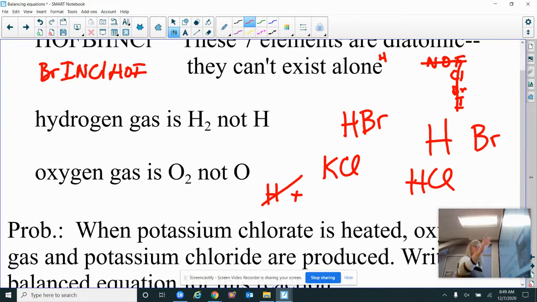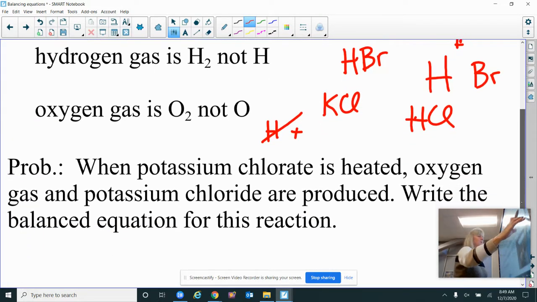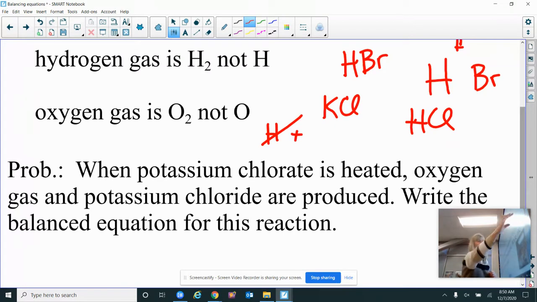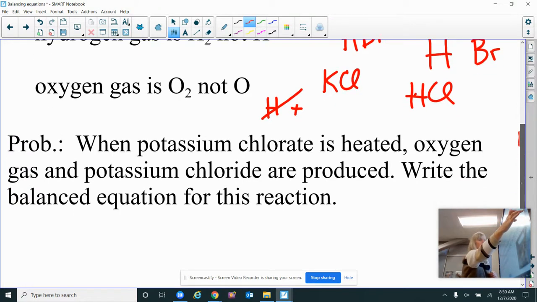So for example, in the equation below, where it says when potassium chlorate is heated, oxygen gas and potassium chloride are produced. So you have to be able to write the equation from the words and then balance it. So this is why you still have to have your polyatomic ions known. You still need to know the charges of things and how to make ionic compounds and all that. So the naming and the formula writing will just be continued to be used the rest of the year.